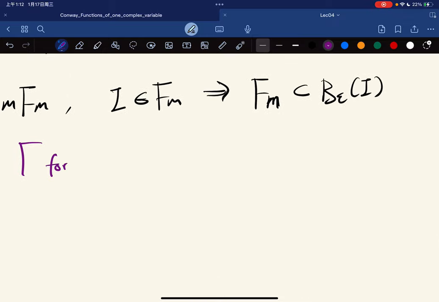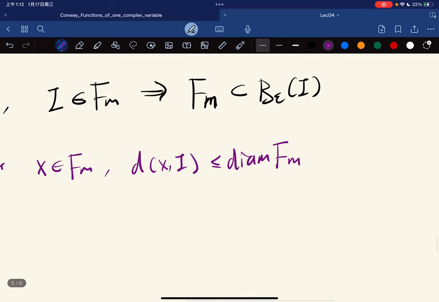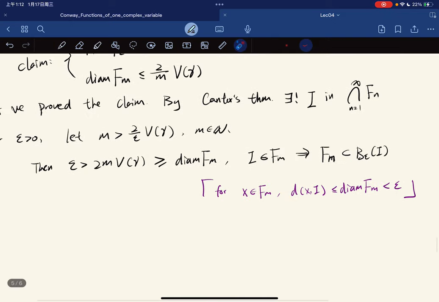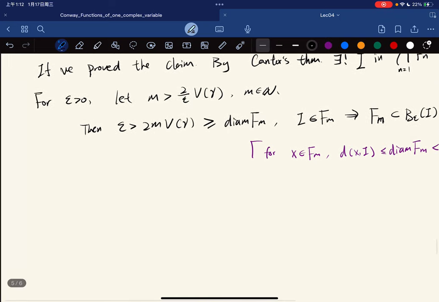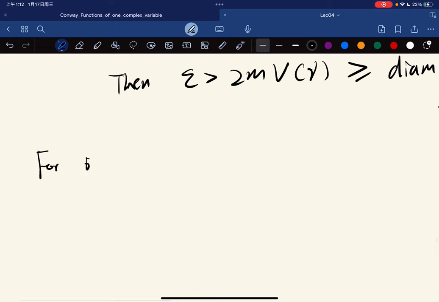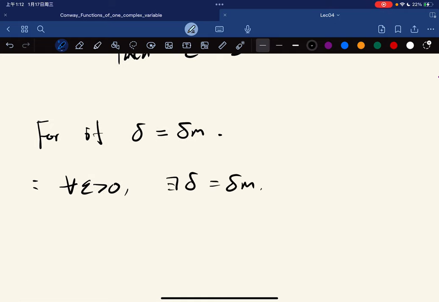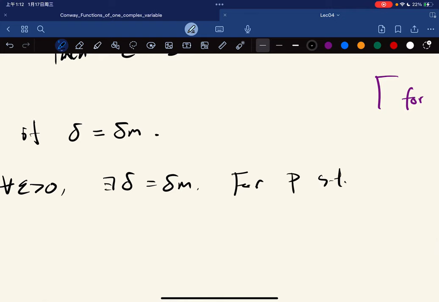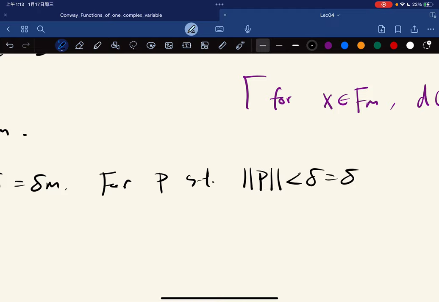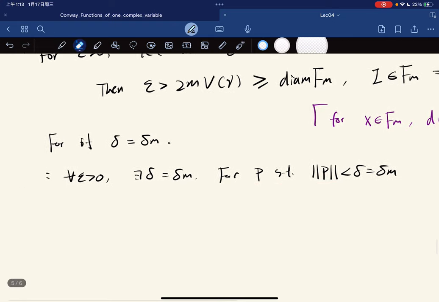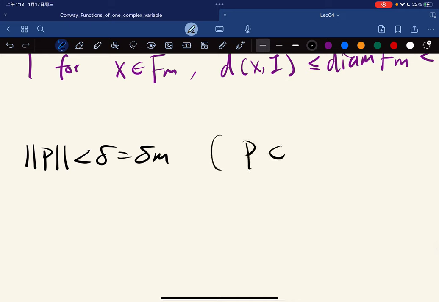Because for any element x in F_m, the distance between x and I is less than or equal to the diameter of F_m, and the diameter of F_m is less than epsilon. Then if we just pick delta equal to delta_m, we're done. Why? Because for any epsilon greater than zero, there exists a delta equal to delta_m, for P such that the mesh of P is less than delta. By our construction, this is really just saying that P is in this set.